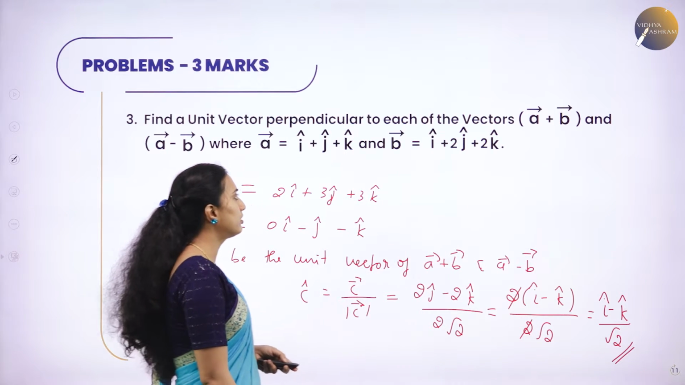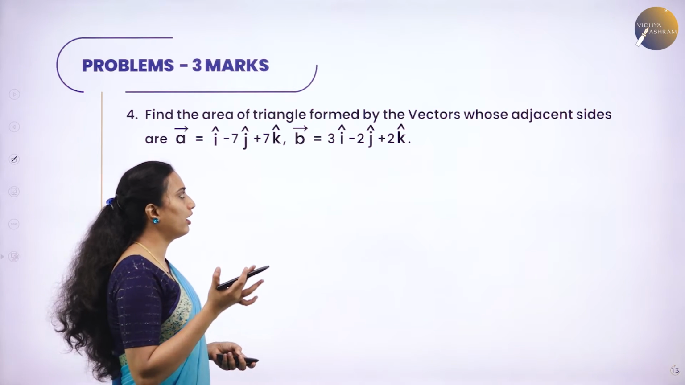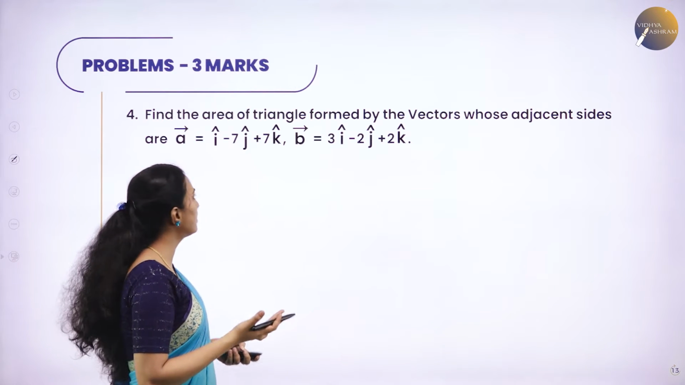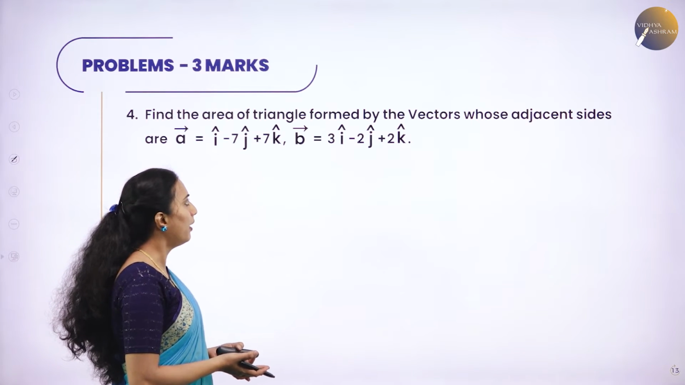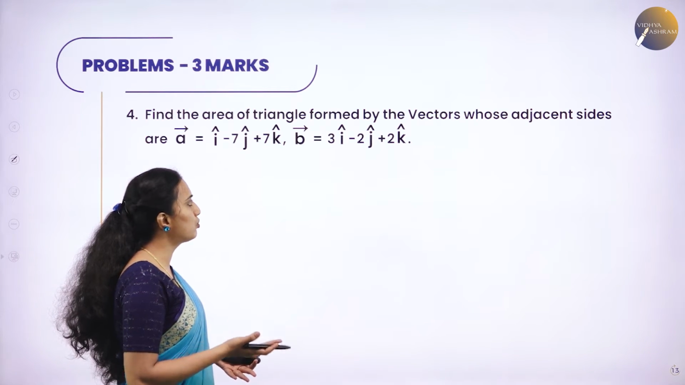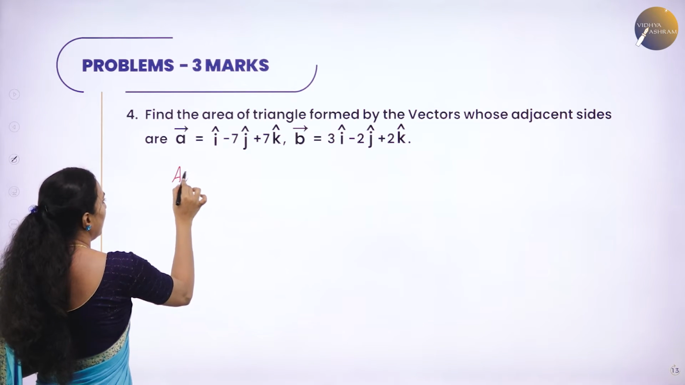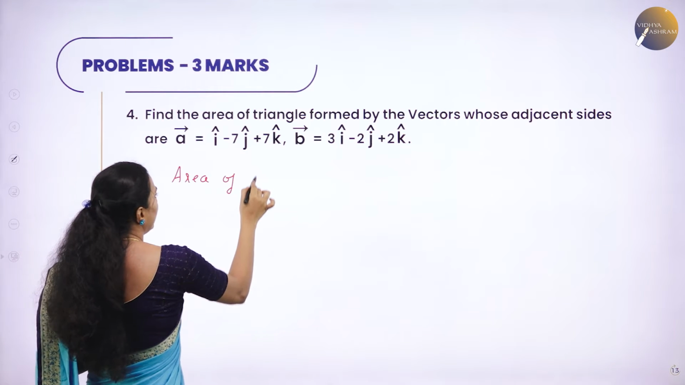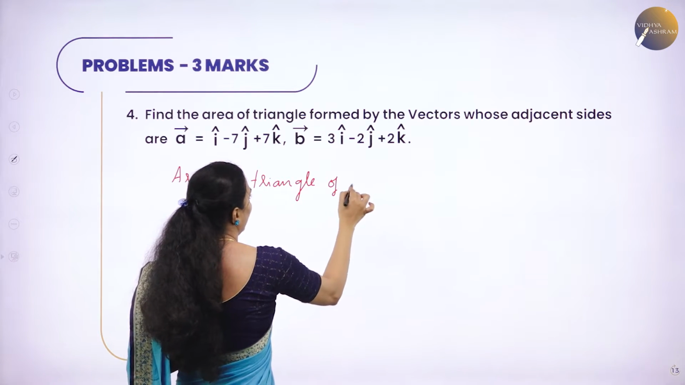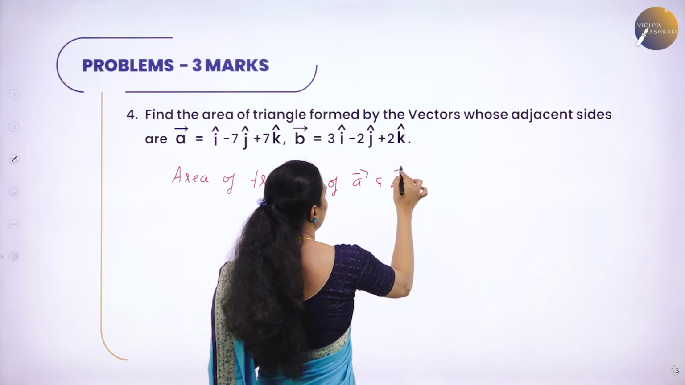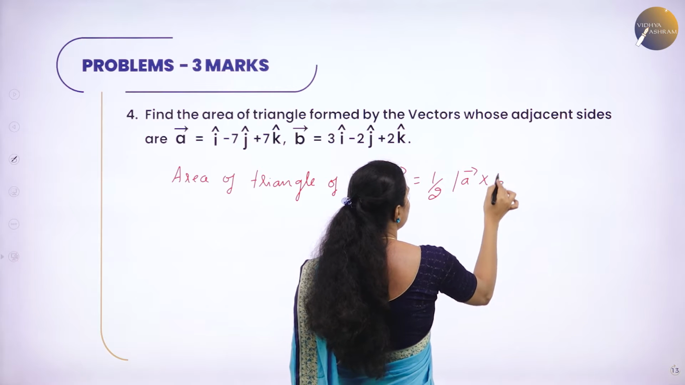I hope you understood this one. Now we'll be moving on to the next problem. Find the area of the triangle formed by the vectors whose adjacent sides are a vector is i minus 7j plus 7k, b vector is 3i minus 2j plus 2k. Area of a triangle when a vector and b vector are given is half into the magnitude of a vector cross b vector.